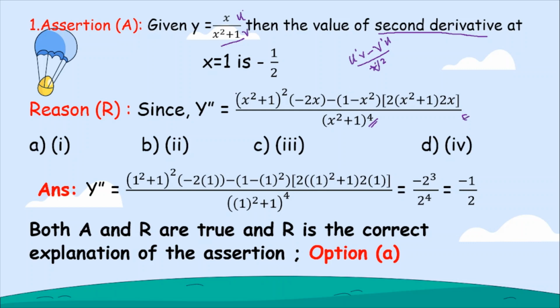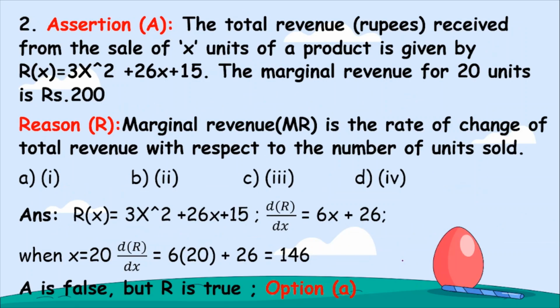Now I am checking with the value x equal to 1. Here I am getting minus 1 by 2. So, as the reason is the proper second order derivative, the reason is true. And when I apply x equal to 1, the assertion is also true. So, both A and R are true, and R is the correct explanation of the assertion. So, option A is the right answer.